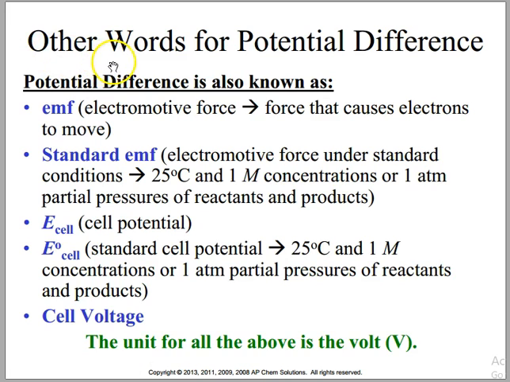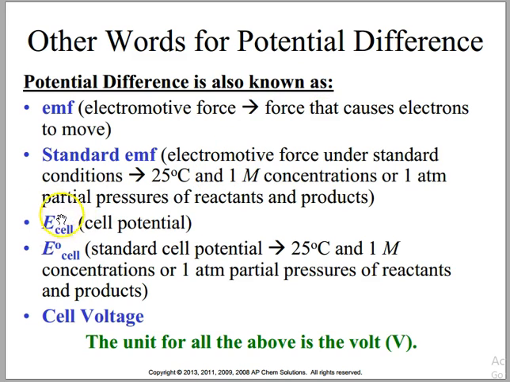All right, a couple more concepts here. Potential difference. Potential difference is also known as the electromotive force. It's a force that causes electrons to move. We also have the standard electromotive force, which is standard states: 25 degrees Celsius, 1 molar concentrations, or 1 atmosphere if we have partial pressures of reactants and products. Those are the conditions that are in place for a force that causes electrons to move.